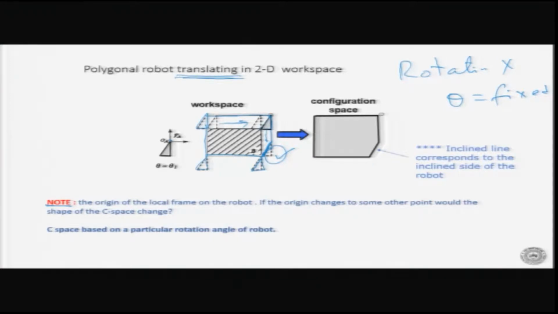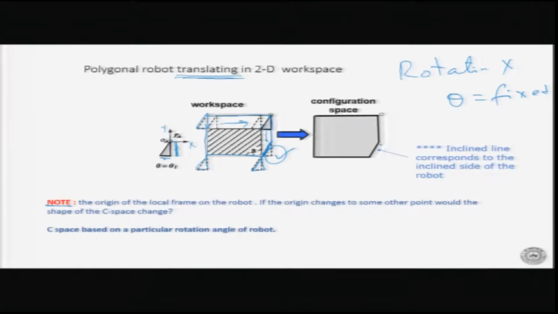Now if I were to do this automatically, then we need to have some correlation. Geometrically, the robot is a triangle, and it's not rotating. It is a triangular robot with three faces. This side is perpendicular to the x axis, and that side is perpendicular to the y axis. These two faces, which are perpendicular to the x axis and y axis, do not cause any kind of inclination on the C space.